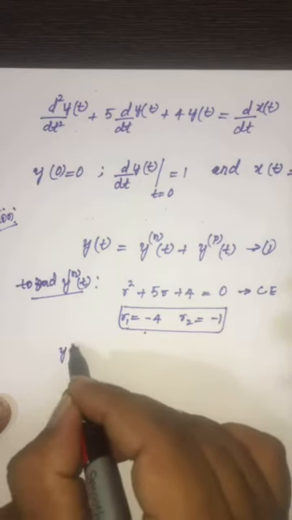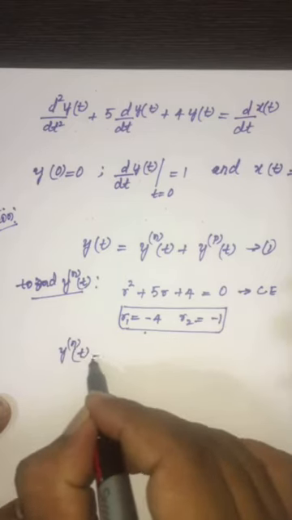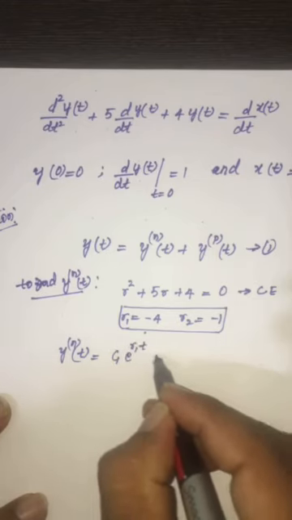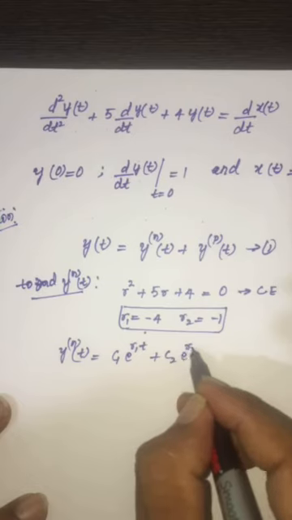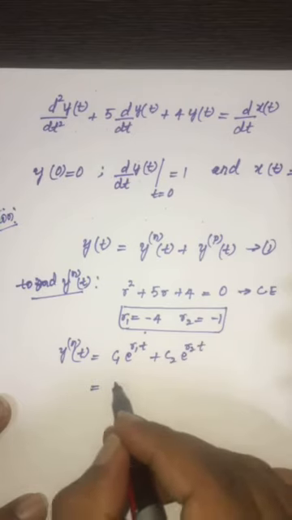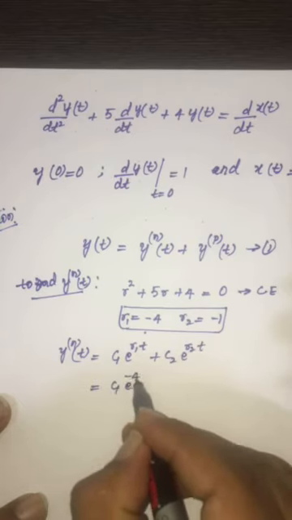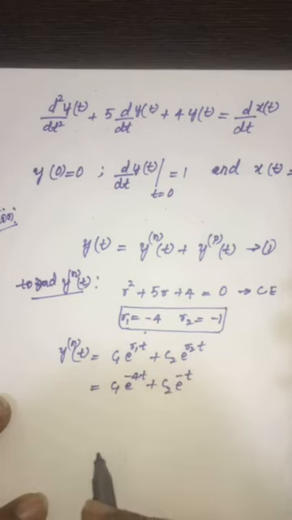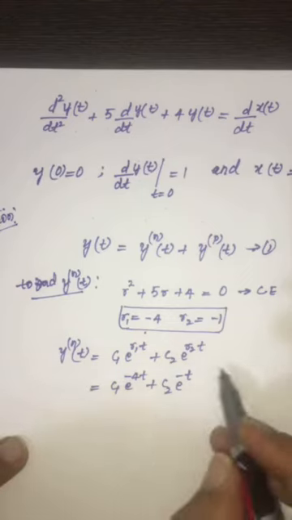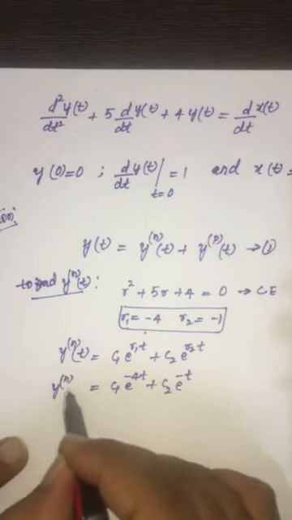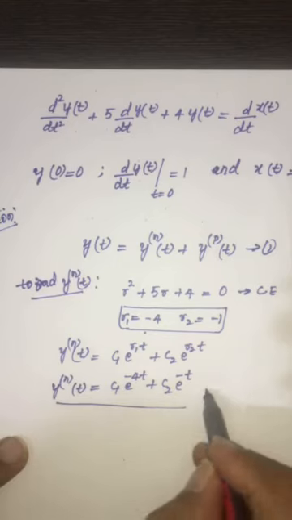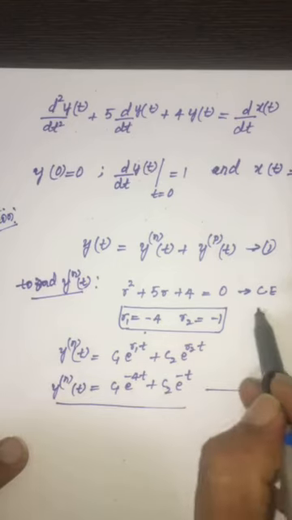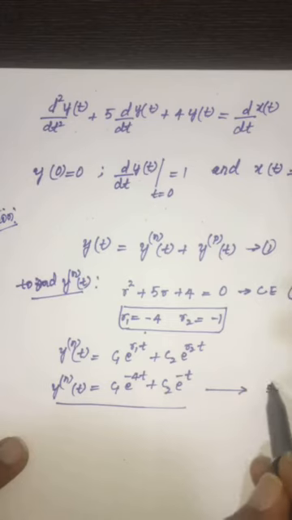Therefore the natural response y to the power of n of t will take the form c1 e to the power of r1 into t plus c2 e to the power of r2 into t, which is equal to c1 e to the power of minus 4t plus c2 e to the power of minus 1 into t, that is minus t. Right, now this is the natural response in its general form. We need not try to find the values of c1 and c2 here itself. Let this be equation 2 and say equation 3.